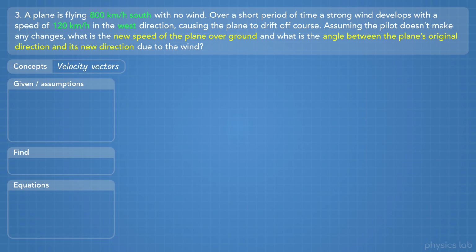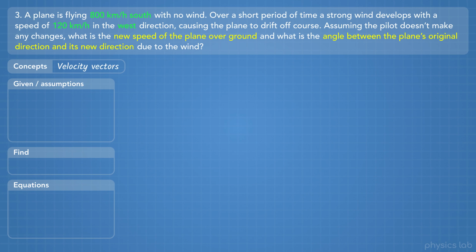The pilot doesn't make any changes, which means the plane doesn't speed up or slow down, and it doesn't turn to compensate for the wind or anything like that. The problem is asking us to find the new speed of the plane over ground and the angle between the plane's original direction and its new direction. So if we're looking for the new speed of the plane and its new angle, that means we're looking for the magnitude and angle of the plane's new velocity vector.